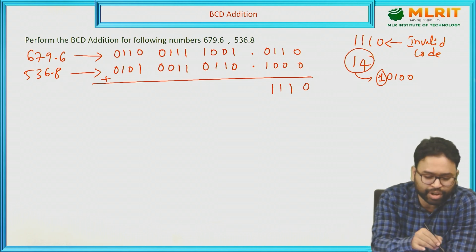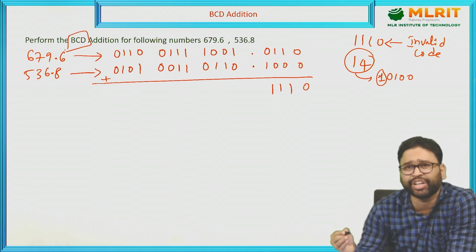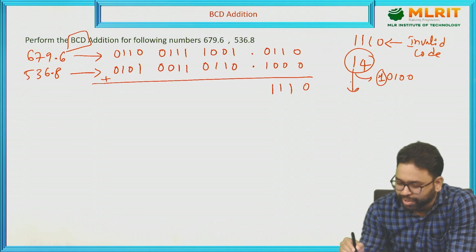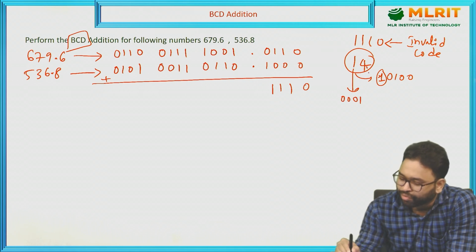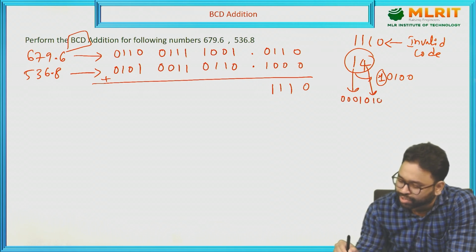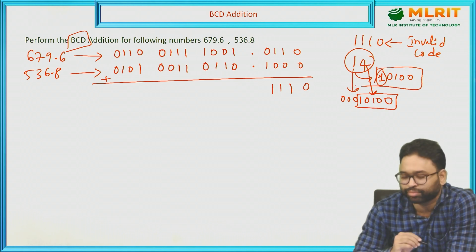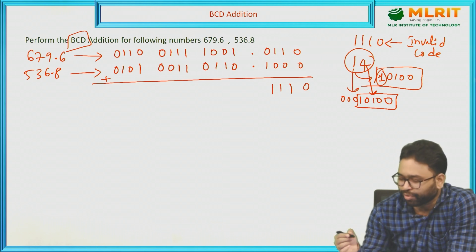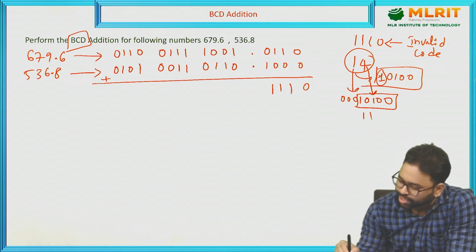In general, when we are performing BCD, each and every digit should be represented with its 4-bit binary equivalent. Now, if you represent this one also, 0001, and 4 will be 0100. The value will be almost similar. Got it? For example, let's say that it is an invalid code.